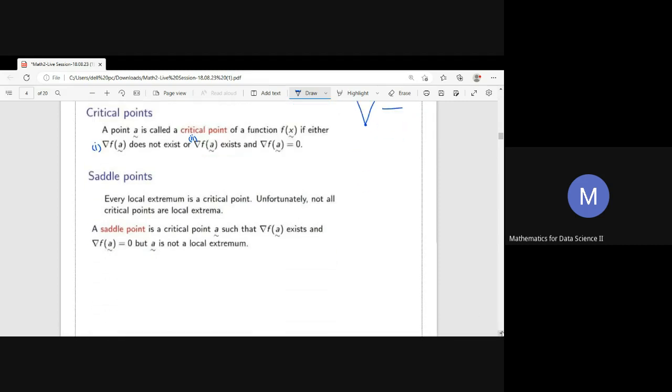And what are saddle points? Every local extremum is a critical point. Saddle points can be better understood from 3D rather than from 2D, because, as I told you in the previous session, think of the saddle of a horse, where the rider sits. That's a saddle.